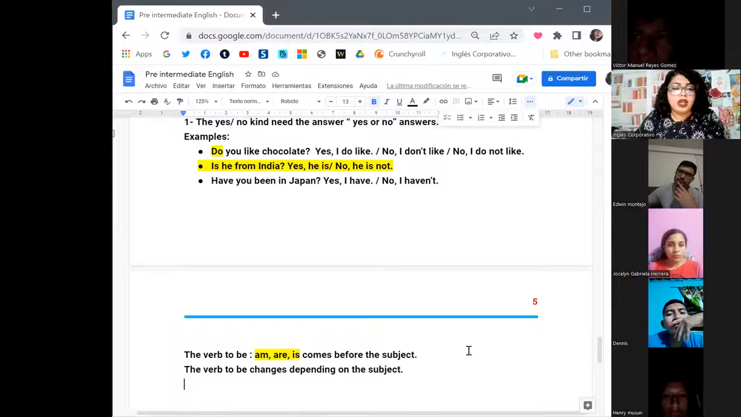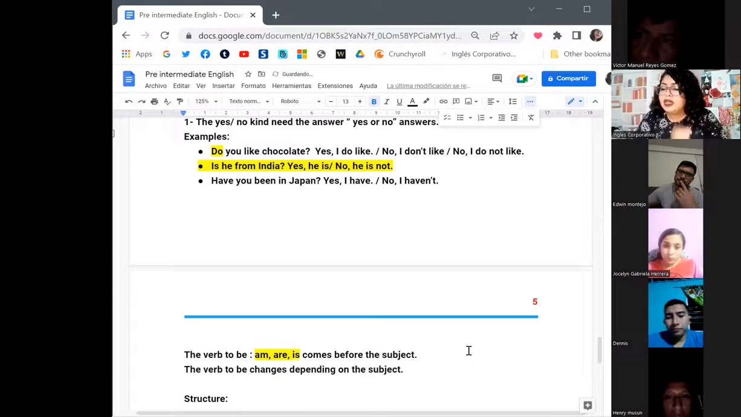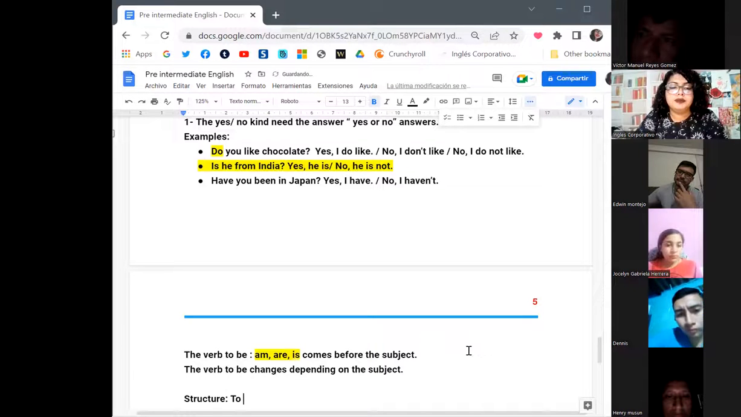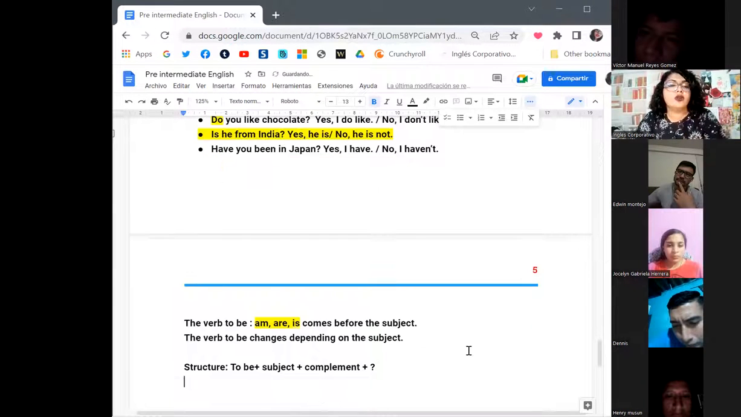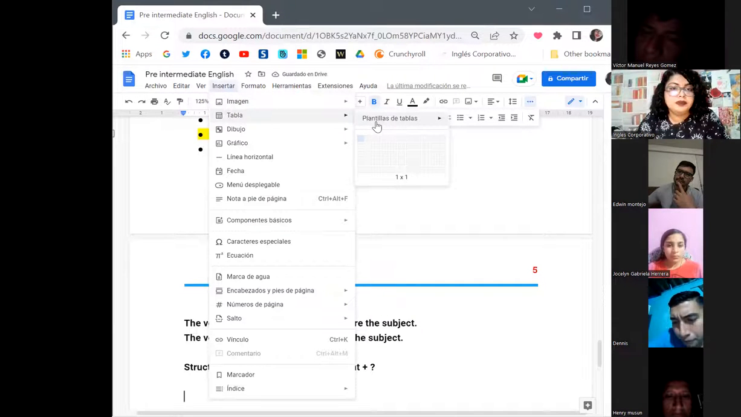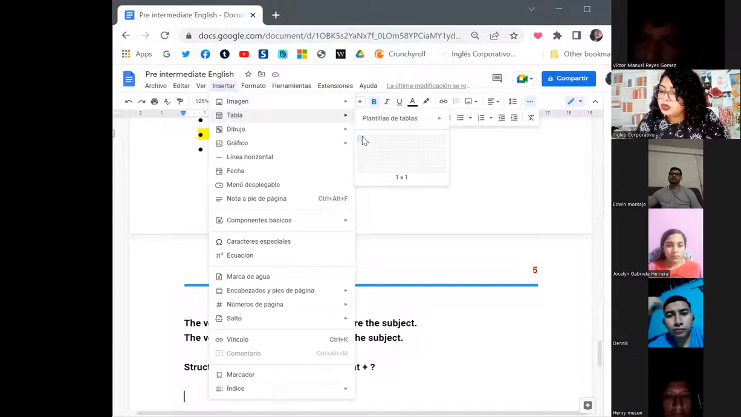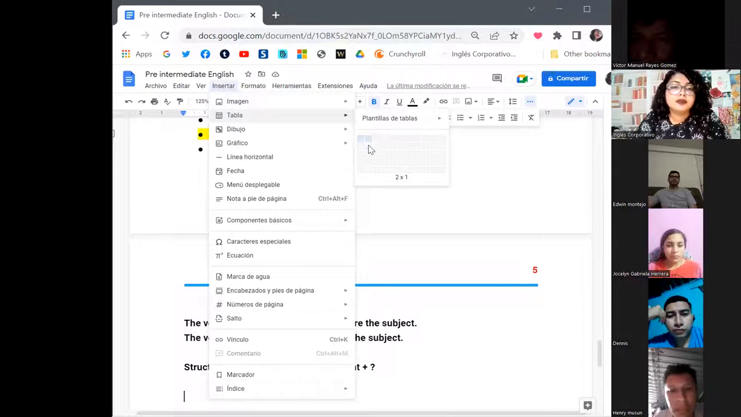Let's see the structure. Here we have, and it says, first we have the verb to be, plus the subject, plus the complement, plus the question mark. So we have this structure, very simple. Now we are going to add the table.